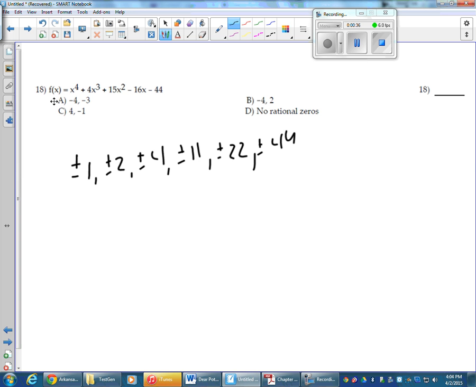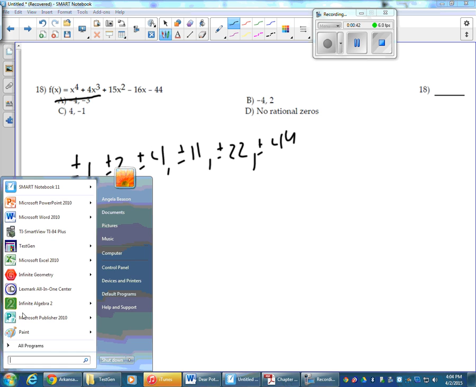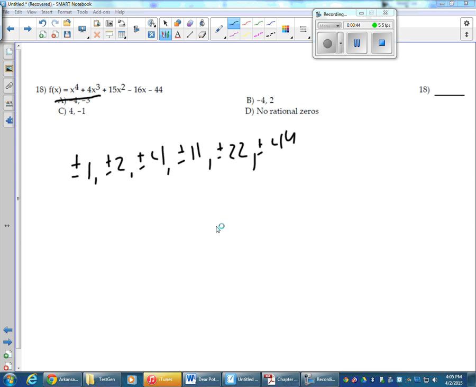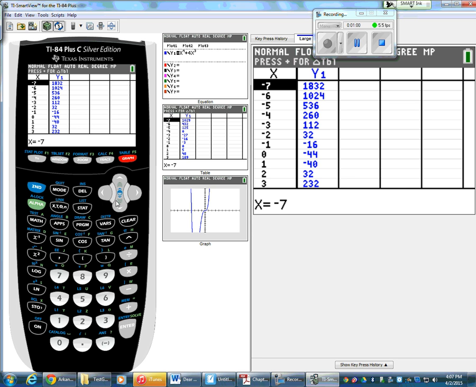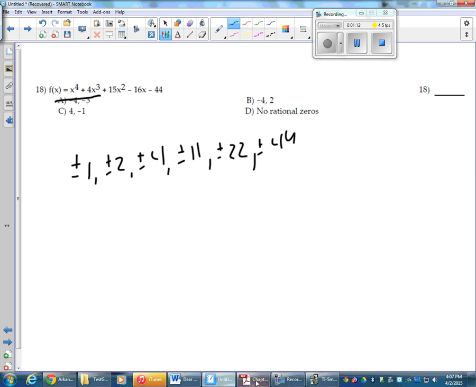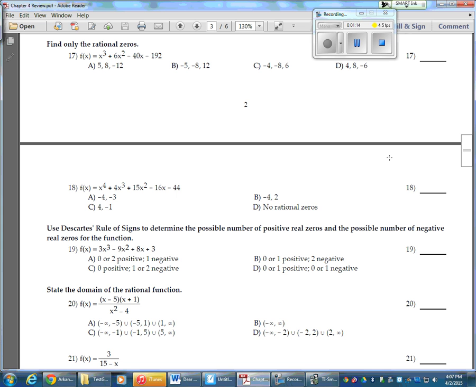I know my answer choice is not going to be A because negative 3 is not even a possibility. All the rest of them are possibilities. So I'm going to use my calculator and see if any of these are actual zeros or not. Okay, so in my calculator, I type the function they gave me, and now I want to check to see if there are any rational zeros. So I'm looking for numbers like 1 and negative 1 and 2 and negative 2, 4 and negative 4. None of those appear to be rational zeros. I could check 11 and 22, but those aren't in my choices that they gave me, so my answer is going to be D. There aren't any rational zeros.